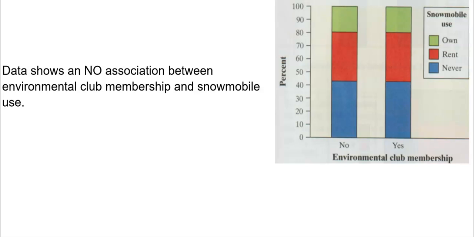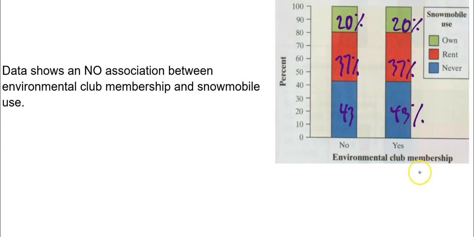Now, no association would show that these bars are exactly the same height. So if I know you're an environmental member, does that let me tell you if you're a never, renter, or owner of a snowmobile? And the answer is no. These are all the same. Well, we've probably got about 43%, and then from 43 to 80, so that would be about 37%, and then this is 20%, and they're all the same. So if I know you're in that 20%, I don't know if you're a yes or a no. Got it? That means no association.